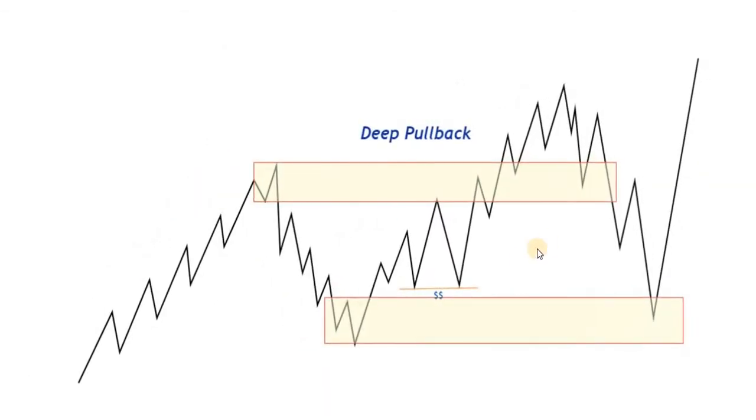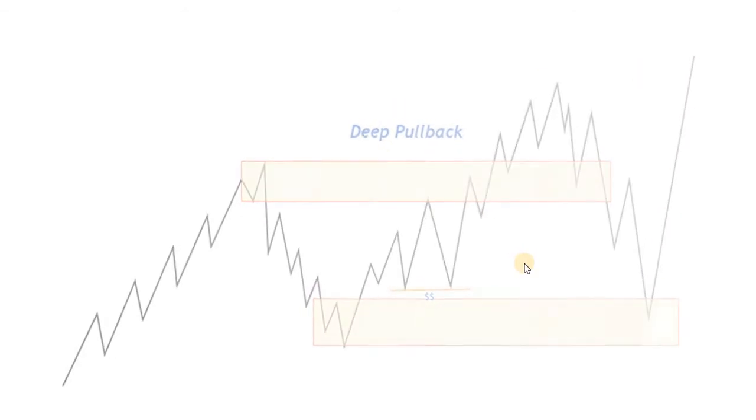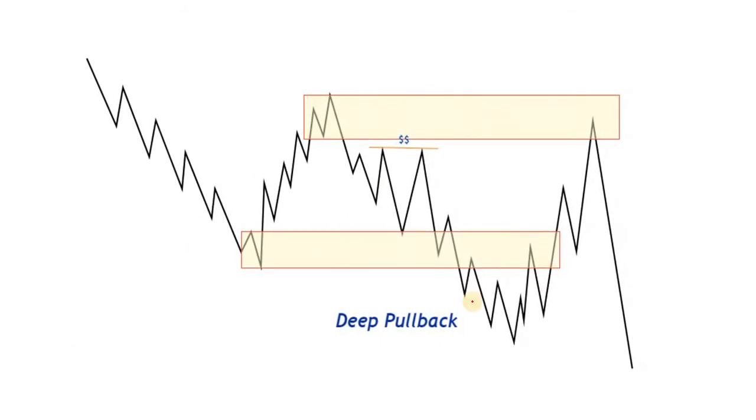Okay, but if price, as you can see in this bullish scenario, tends to react from this first point of interest, this second point is the first point. So if price tends to react or reverse from this first point of interest, then we have a situation known as a deep pullback. That's also going to be the case of the bearish scenario. Price is reacting from or reversing from the first point of interest. Then we have a deep pullback situation.